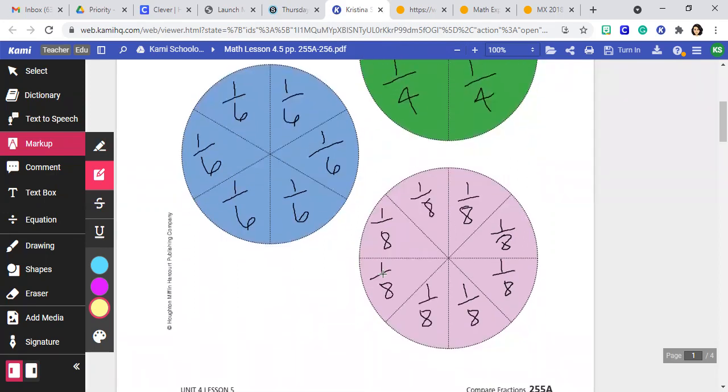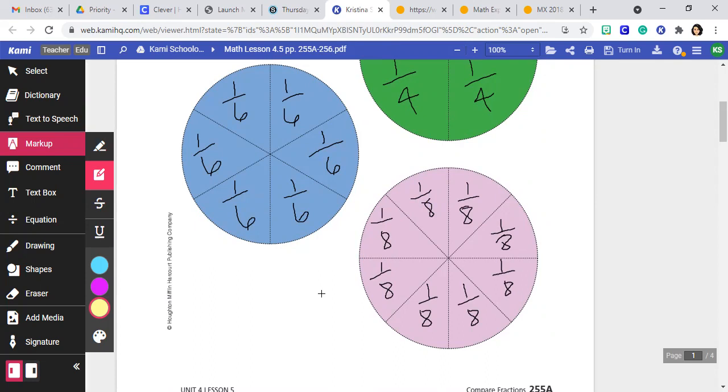For this lavender circle, I again counted how many equal parts there were. 1, 2, 3, 4, 5, 6, 7, 8. Because there were 8 equal parts, I knew that my denominator was going to be 8. And I labeled each of the equal parts with the unit fraction 1/8.